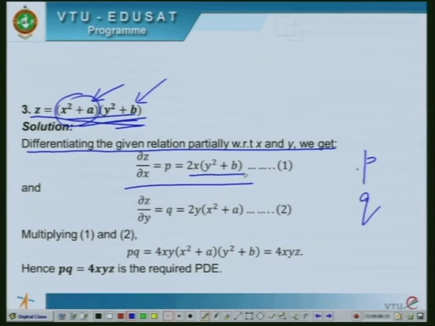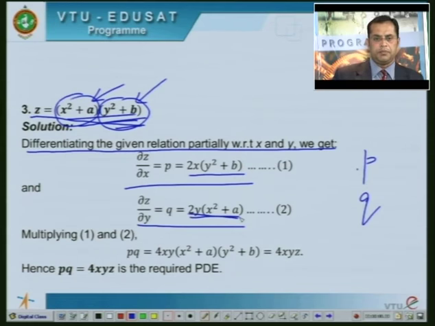Then differentiating partially with respect to y, I get dou z by dou y equal to q, in which x square plus a is a constant. So, it will remain in the same form, and y square plus b with respect to y will give you 2y. So, the corresponding derivative is q equal to 2y into (x square plus a).